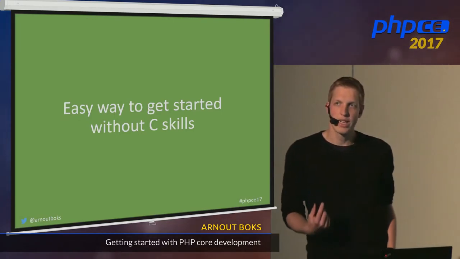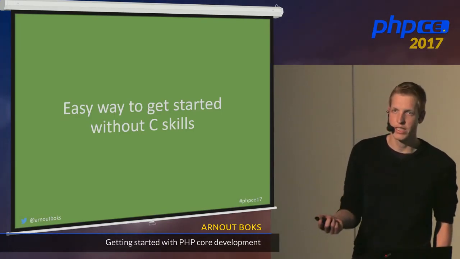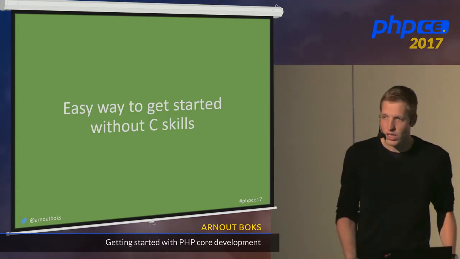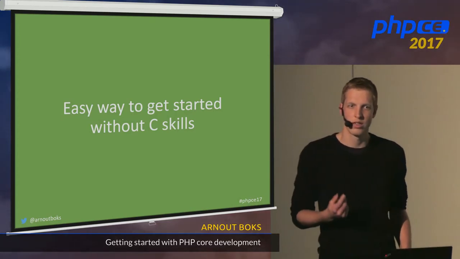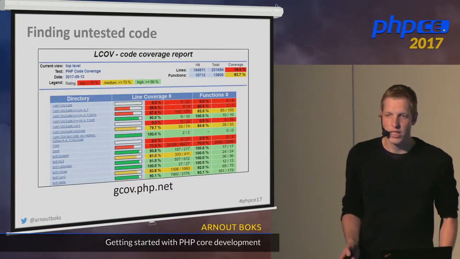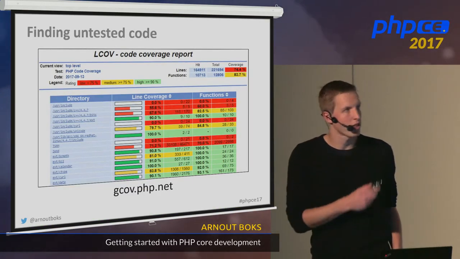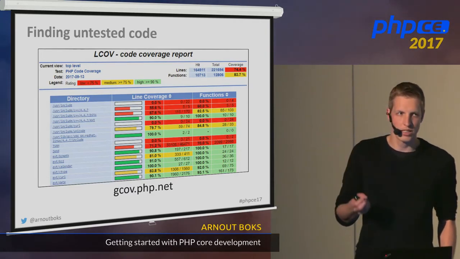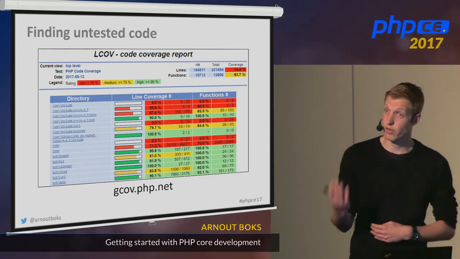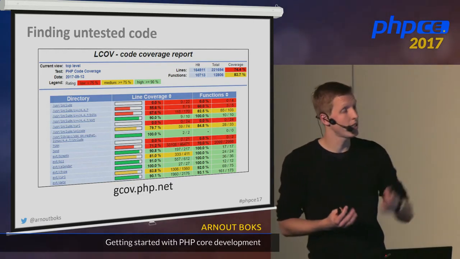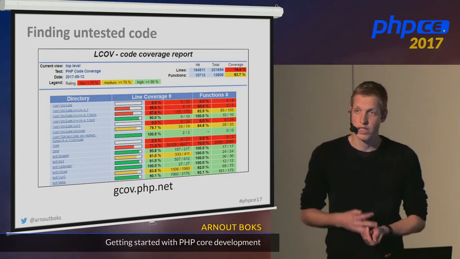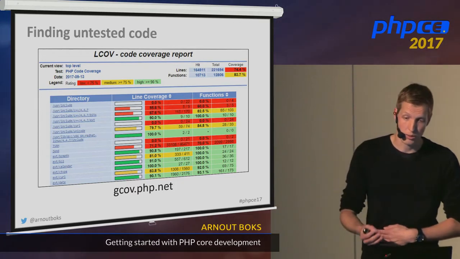Writing tests is actually an easy way to get started with PHP core development without having any C skills, right? It's just writing PHP, and every one of us can write PHP. It's useful to actually work on tests for parts that need testing. So PHP has a code coverage report at gcov.php.net, where you can see which lines of code are already tested and which aren't. So if you want to help out writing tests for PHP, you can look at this report, find functions or directories or files that aren't tested enough, and write tests for those.